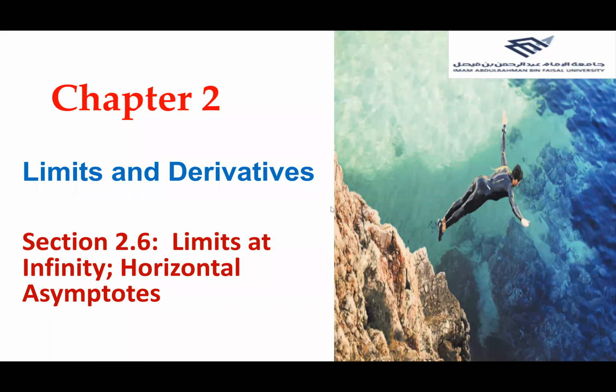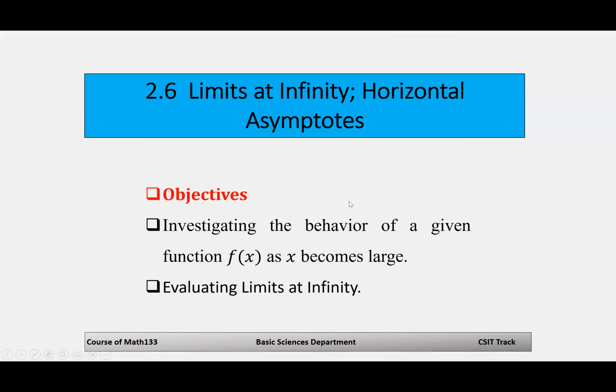Hello, this is lecture 2.6, which is about limit at infinity and horizontal asymptotes. So the objective of this lecture is to investigate the behavior of a given function when x becomes large. When we say becomes large, it means it goes to infinity or it goes to negative infinity. So we will evaluate the limit of functions at infinity.